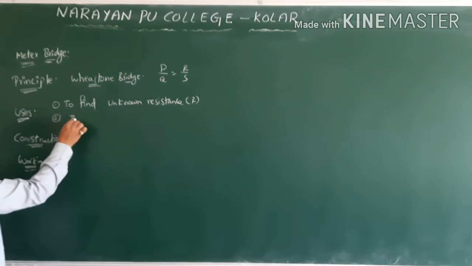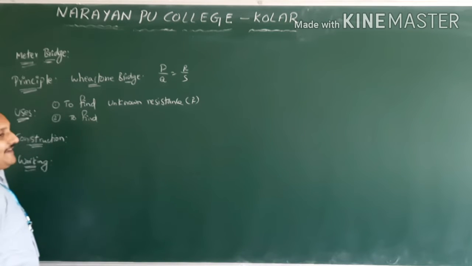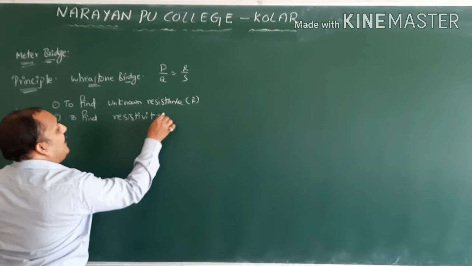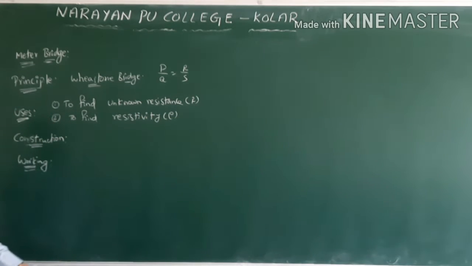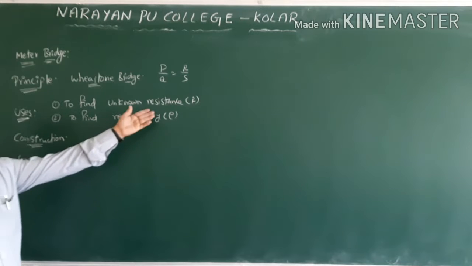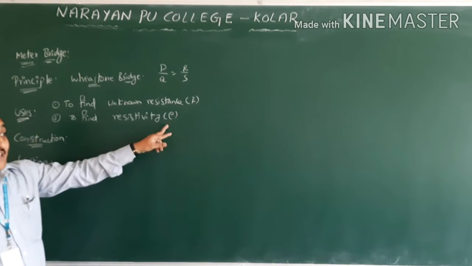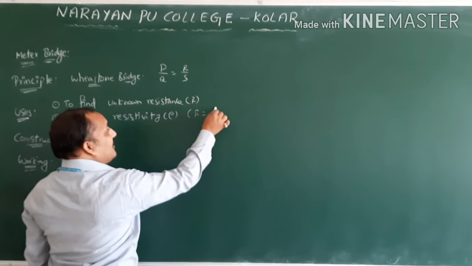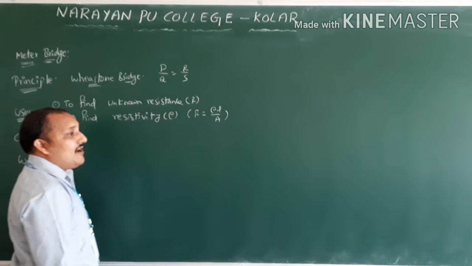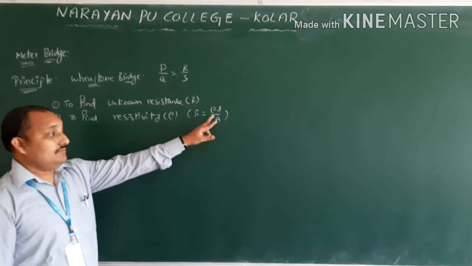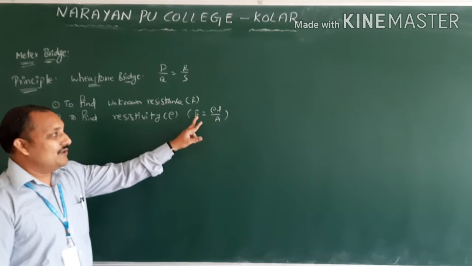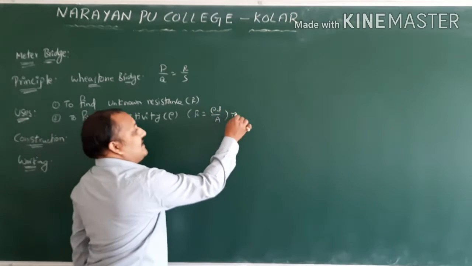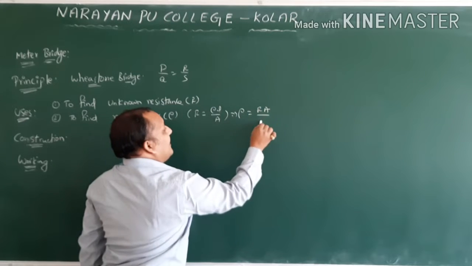Second one, to find the specific resistance or resistivity of the given wire. Same wire, resistivity also we can find. Once we know the resistance, we can find the resistivity of the given material. Already you came to know this formula in current electricity: R is equal to rho L by A. This is the formula for the relation between resistivity and resistance. If you know resistance, length and area of cross section, we can find resistivity, that is, rho is equal to RA by L.